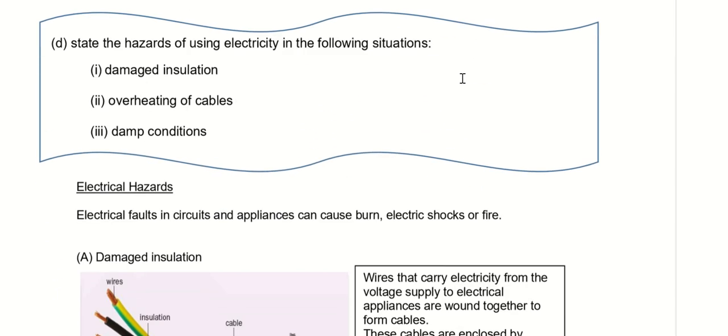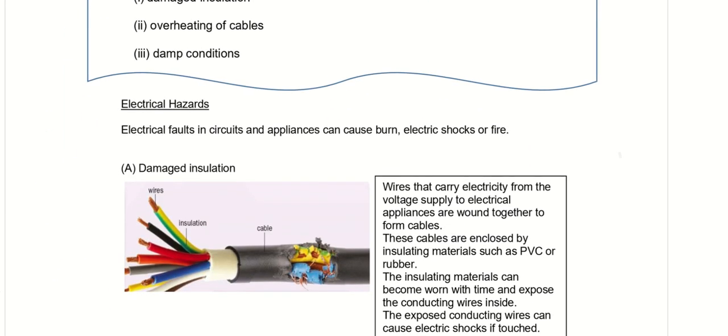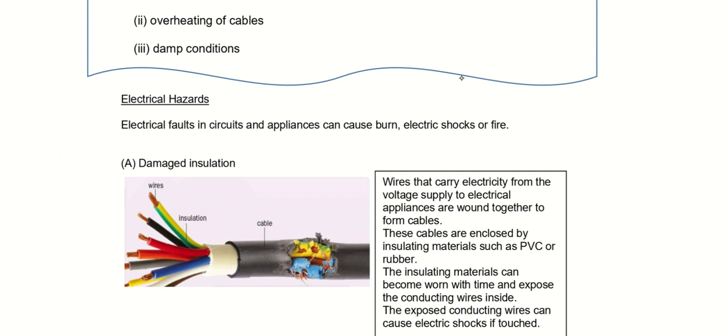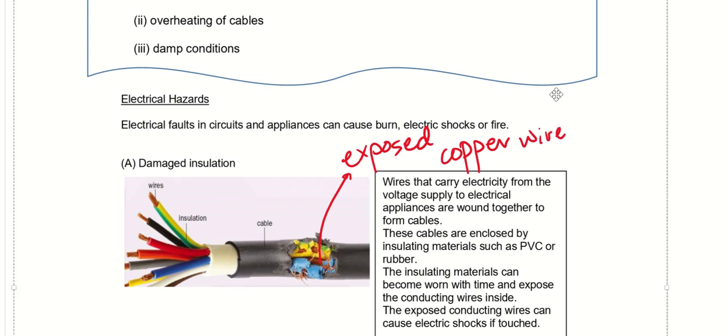Okay, so these are the three hazards. First one is damaged insulation, whereby you are able to see the exposed copper wire due to wear and tear. Sometimes when you shift these wires here and there, the external rubber or the insulators gets worn down, and there is exposed copper wire. So in the case whereby somebody touches the exposed copper wire, they may get an electric shock.